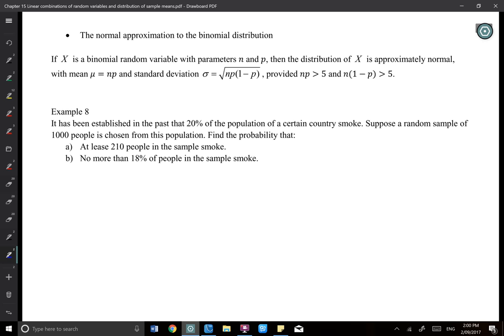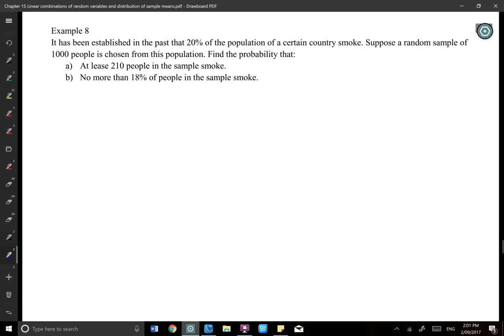The last thing you learned is that a binomial distribution is a discrete one, but when n is large enough, it can be approximately treated as a normal distribution, and then you use the normal approximation to talk about the values. Let's have a look at this question.